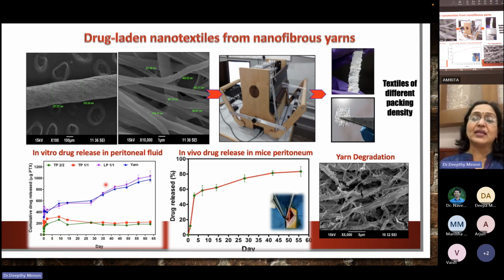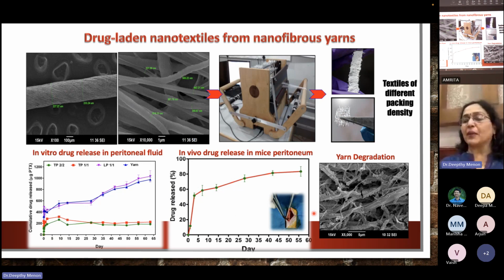Now look at the drug release in vitro. We see that very tightly packed structures do not release the drug very fast. But the loosely packed structure, which looks like the gauze, releases the drug faster. And it was not very fast, but similar to that of the single yarn. So we understood, okay, we can get it.